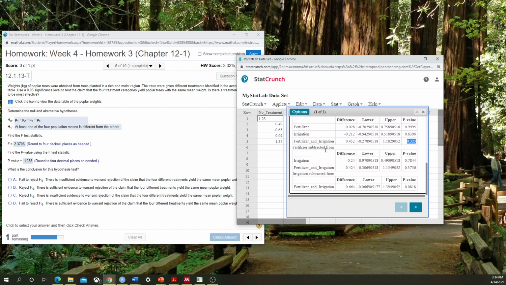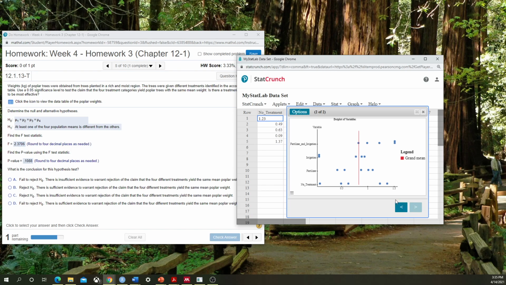Now we're going to do fertilizer subtracted from irrigation, fertilizer and irrigation. Nope. And irrigation subtracted from fertilizer and irrigation. This one comes pretty close. So we can make somewhat of an inference that fertilizer and irrigation seems to have a positive difference on whatever the outcome variable is, compared to irrigation.